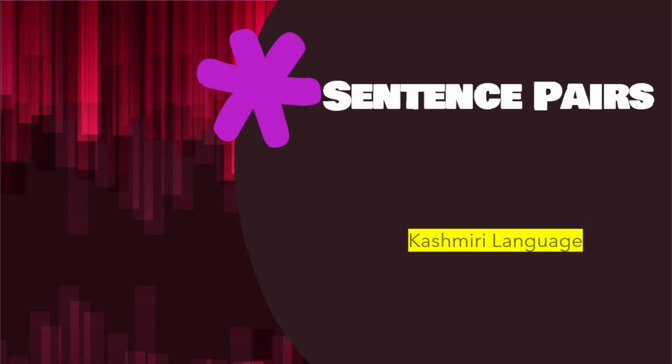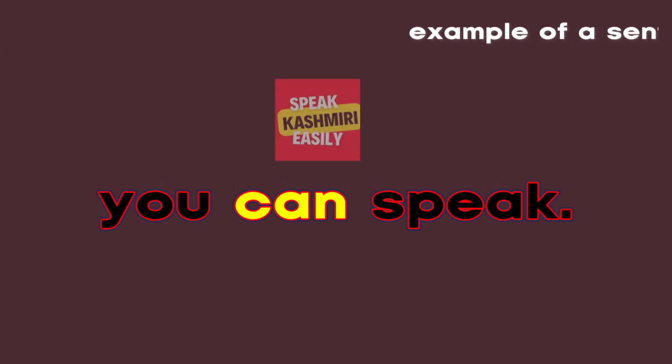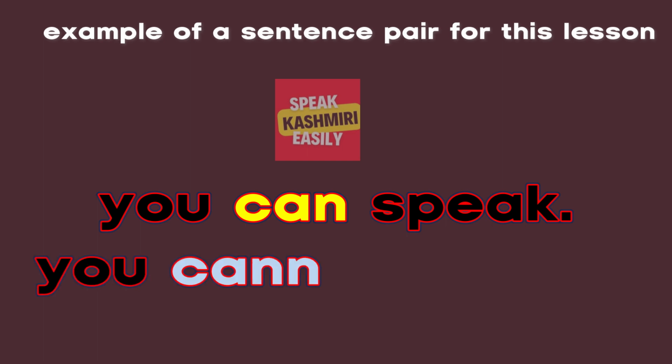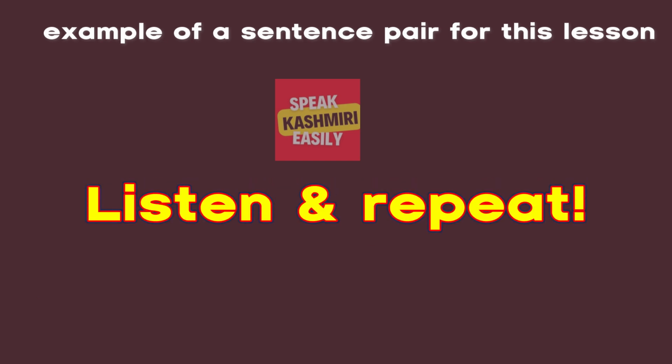Hello friends, in today's lesson we will talk about sentence pairs. For example, first part is you can speak, and then when we negate it, we say you cannot speak. I will speak quickly in Kashmiri and you repeat after me. Let's get started.